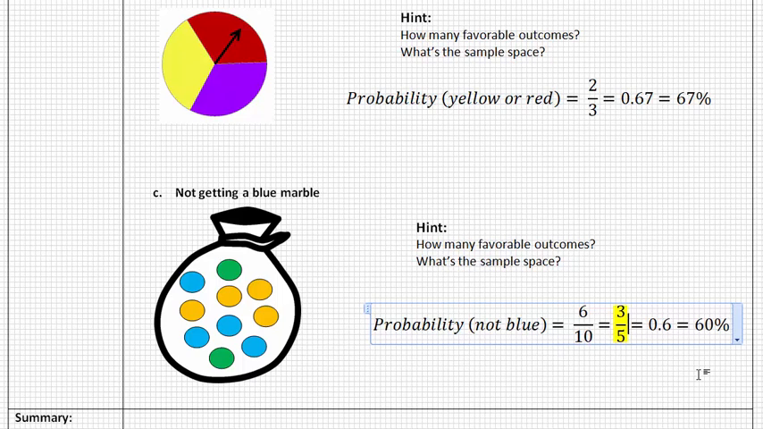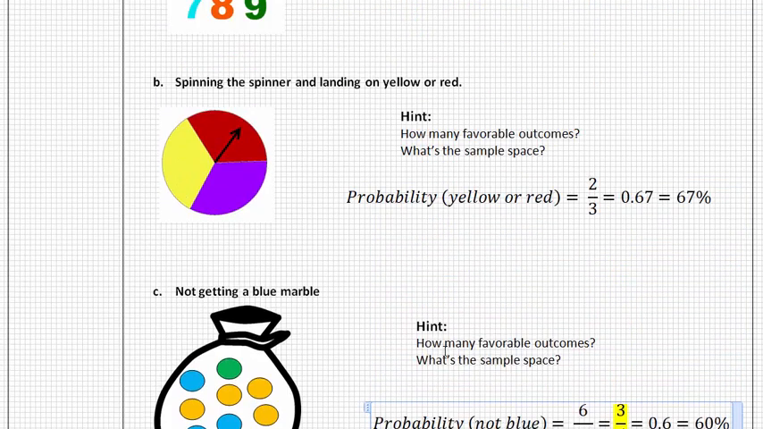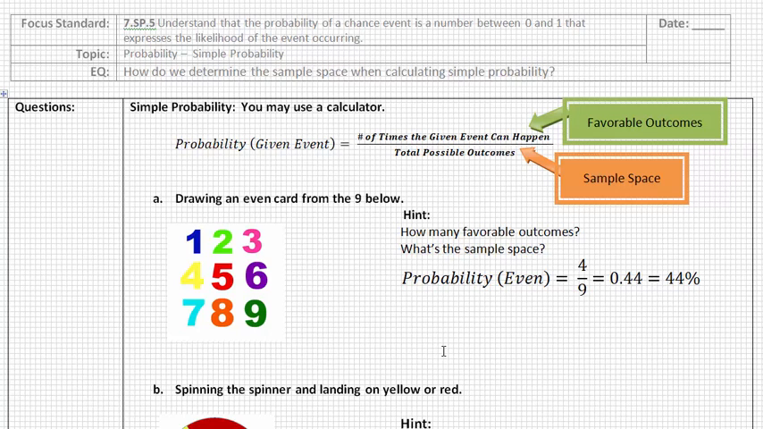So that's going to conclude our video. Be sure to leave room for your summary here and make sure that your notes are fully complete. And we will continue to do more work with probability in class.